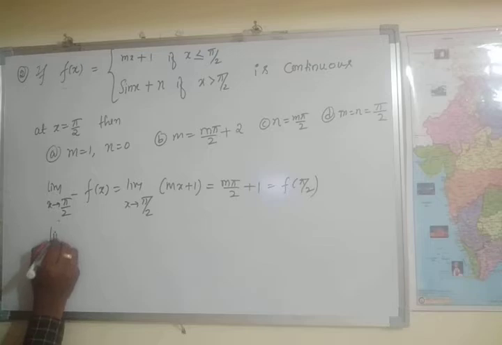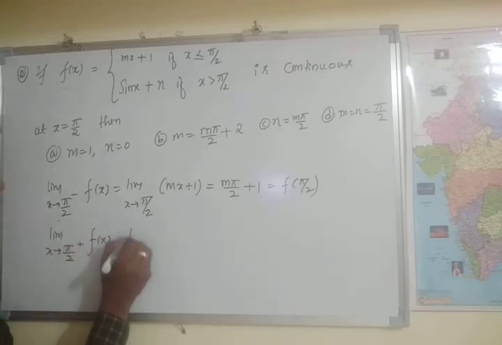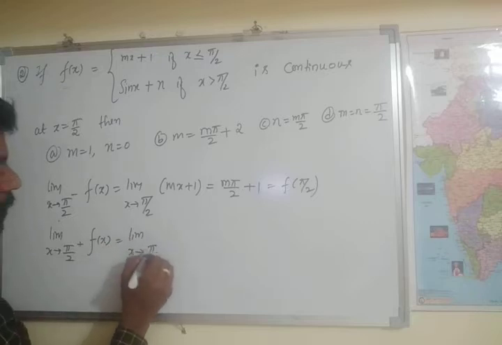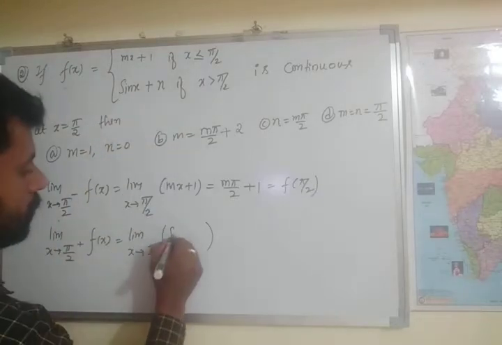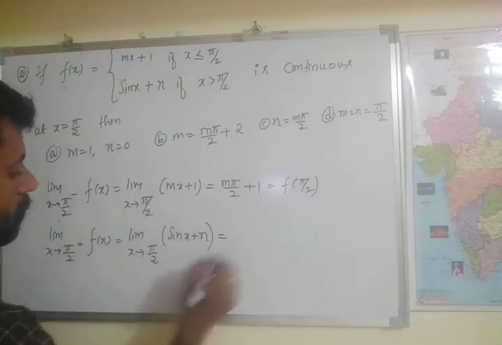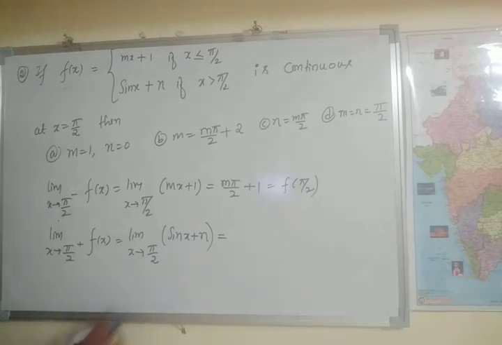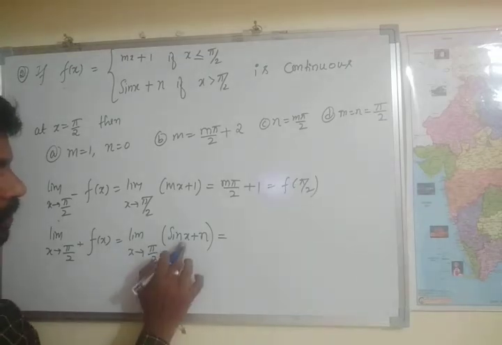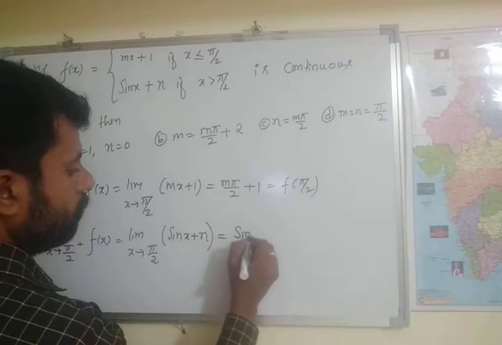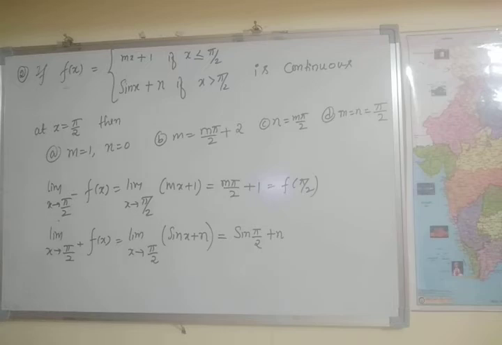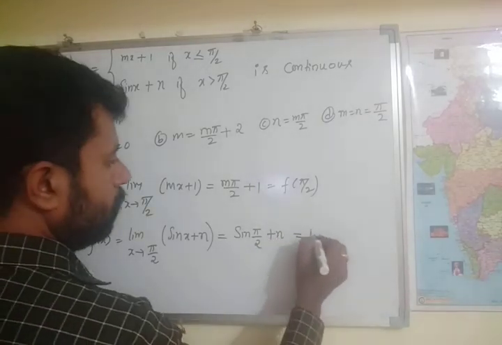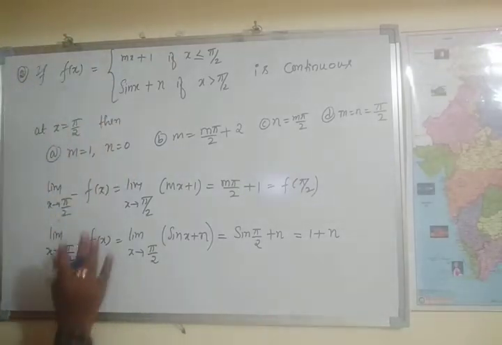Next, consider the right hand limit. Limit as x tends to pi by 2 from the right of f of x, where f of x is sin x plus n. As x approaches pi by 2, we substitute pi by 2 in place of x. This becomes sin of pi by 2 plus n. The value of sin of pi by 2 is 1, so it is 1 plus n. This is the right hand limit.